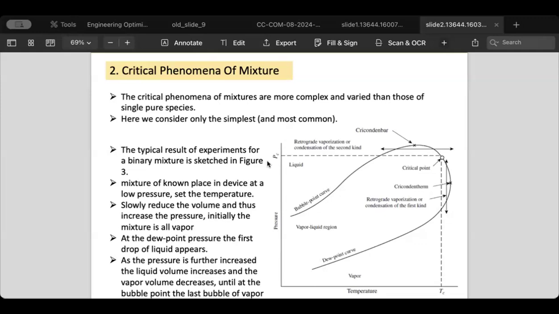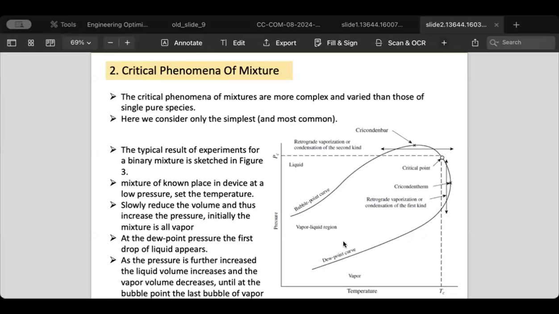And one thing is, of course, if we start from a mixture over here, at this point, and our mixture is vapor, the state is vapor, only one phase vapor, and then you pressurize it, increase the pressure. What happened?